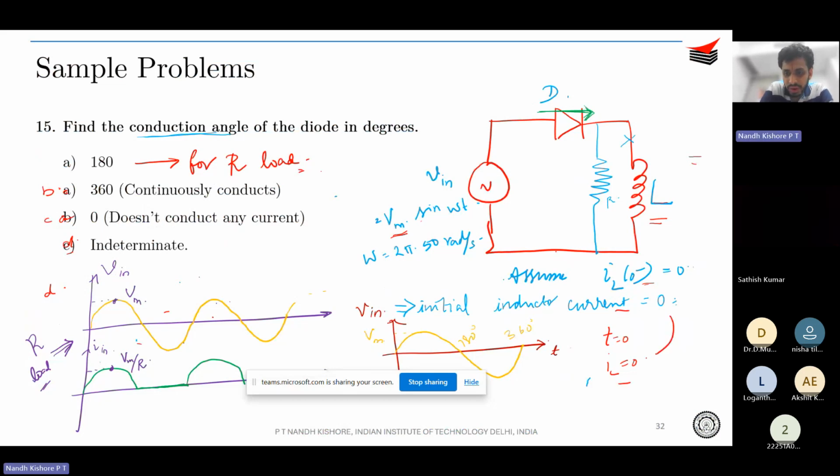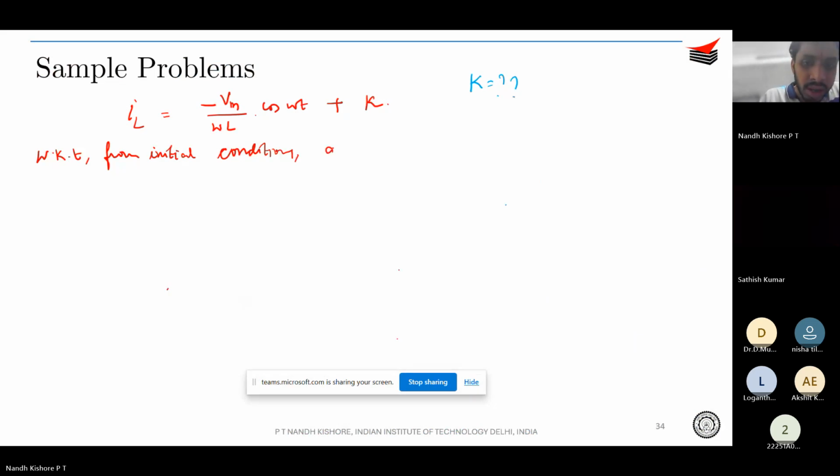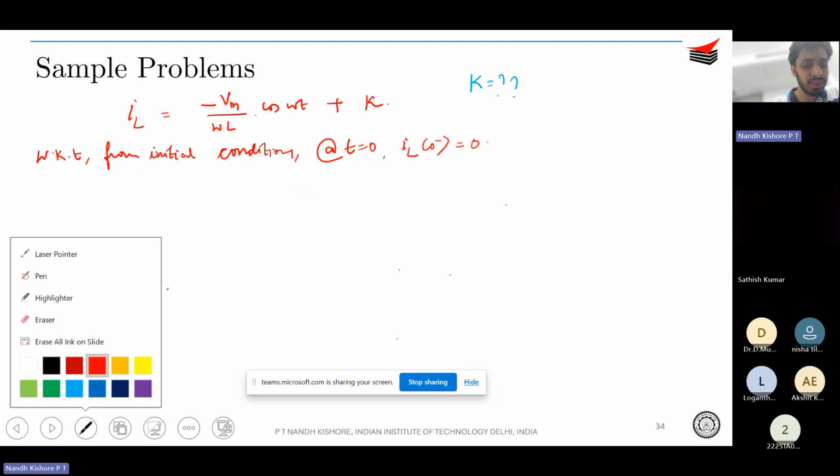So this is what we can infer from the initial condition that has been provided. Initially the circuit was uncharged. With this assumption, now we will go back. Can we find out what is K? We know that from initial conditions, at t equal to 0, my IL equal to 0. So you just substitute it over here and you get the answer.